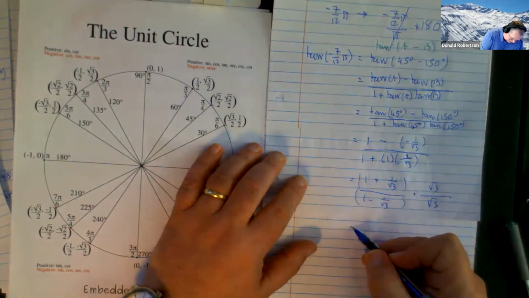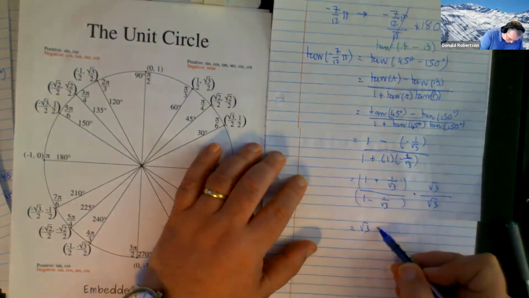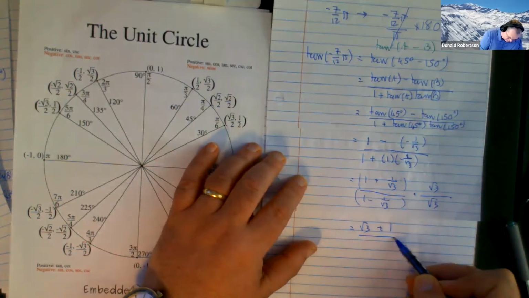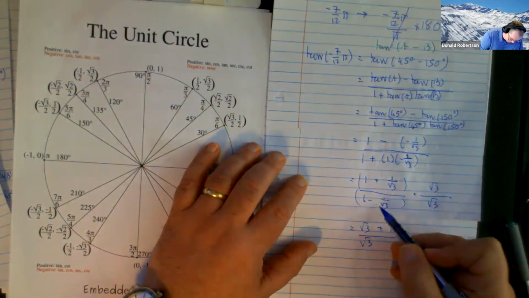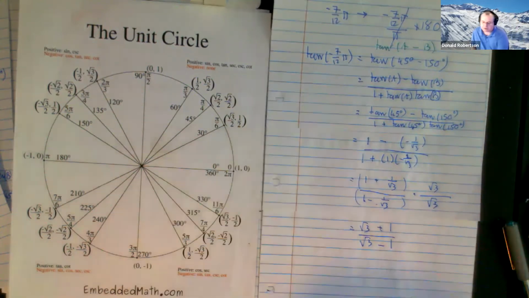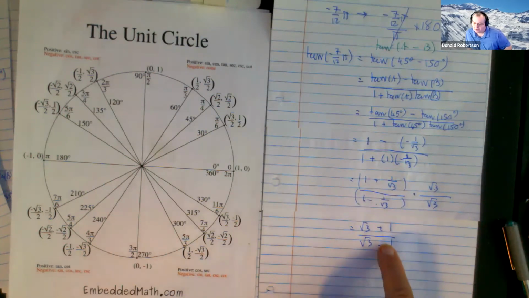So top guy, 1 times root 3. This guy times this guy gets you 1. This guy times this guy gets you root 3. And this guy times this guy gets you -1. Would you agree that's a little bit prettier looking? So that was the original. This is the pretty version, style points.